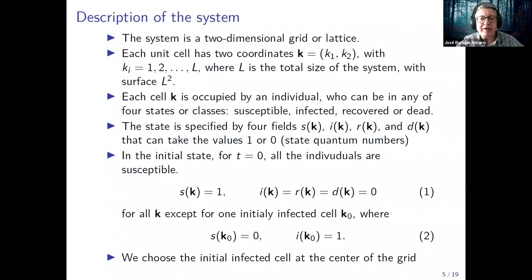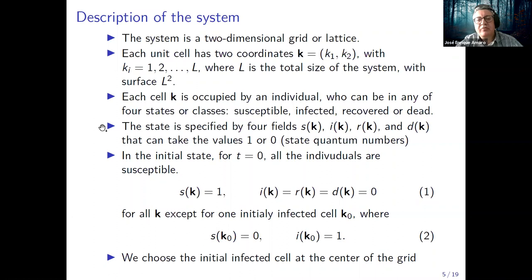Then to explain the model, we use a system that is a two-dimensional grid or lattice. It is just a square with cells, okay? Each unit cell has two coordinates. K is a vector with two components, K1, K2, that describe one cell in the grid. K1 or K2 take the integer values 1, 2, up to some maximum L, where L is the total size of the system with a surface L squared. This is the number of individuals, or number of cells, in the system. We usually use L equals 300, but it can be any number.